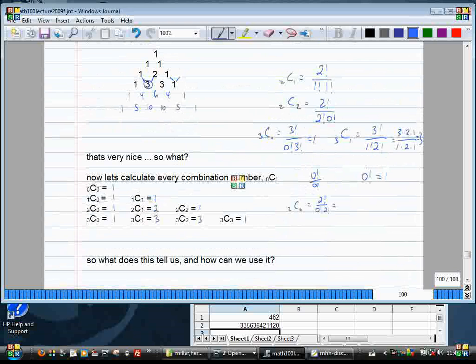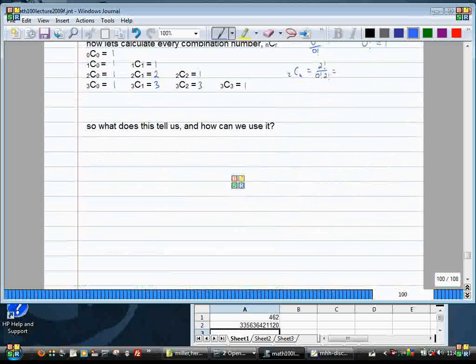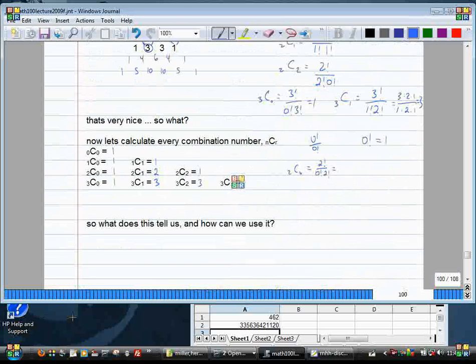The only thing I'll say is, so what does this tell us and how can we use it? If you want to find an entry in Pascal's triangle, you can just do a combination. Or vice versa, if you already have Pascal's triangle, if you want to find, for example, 7C5, just look in Pascal's triangle and it's right there. Okay. So that brings us to an end.